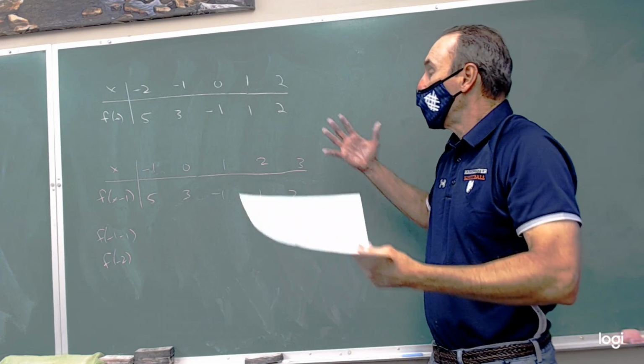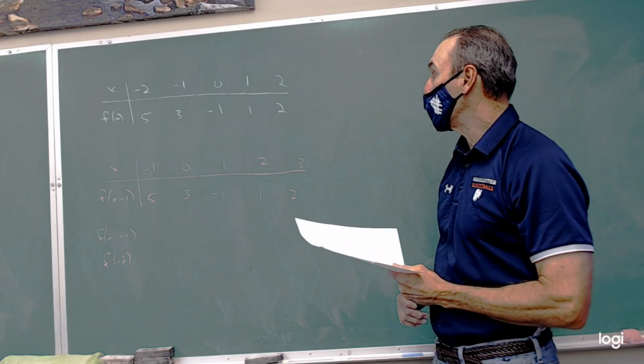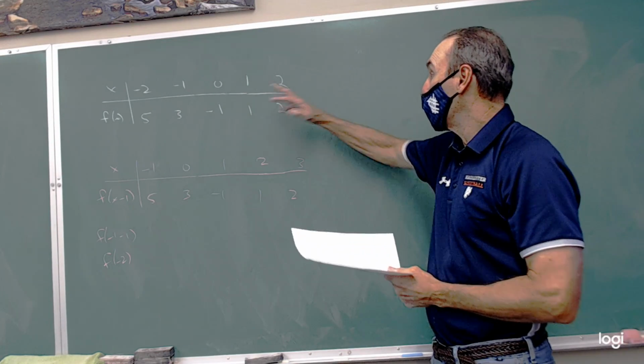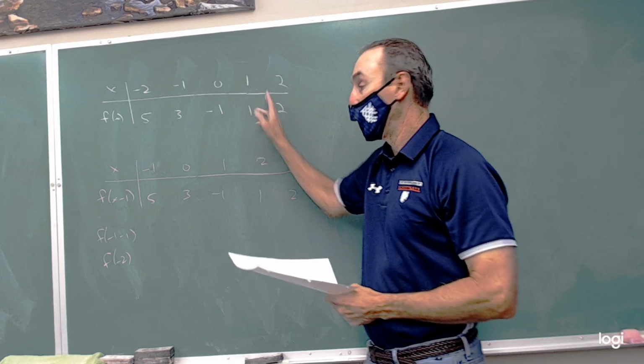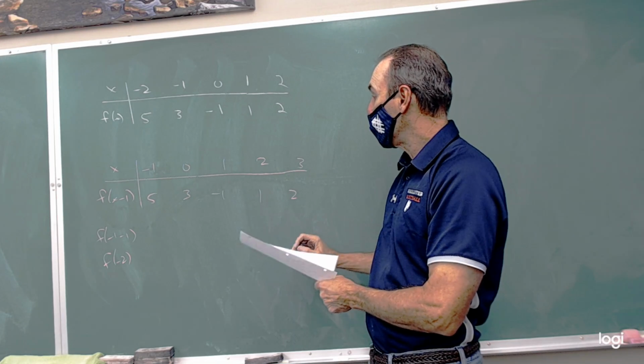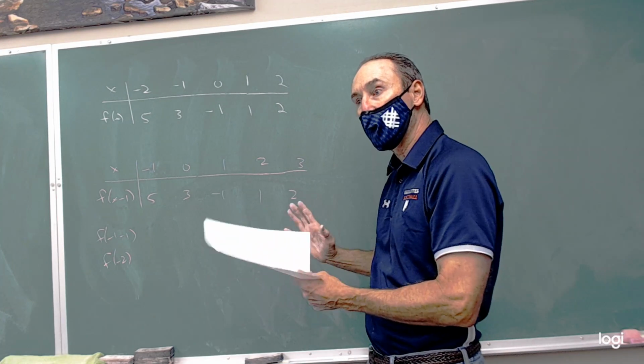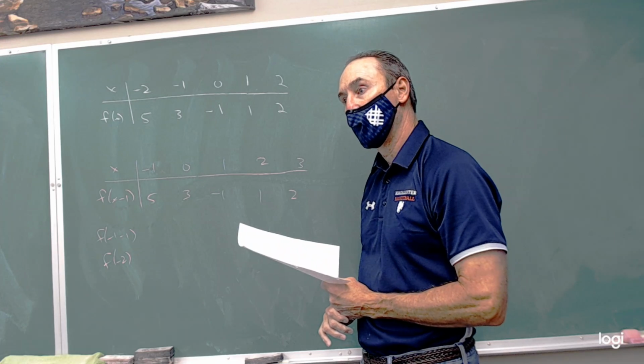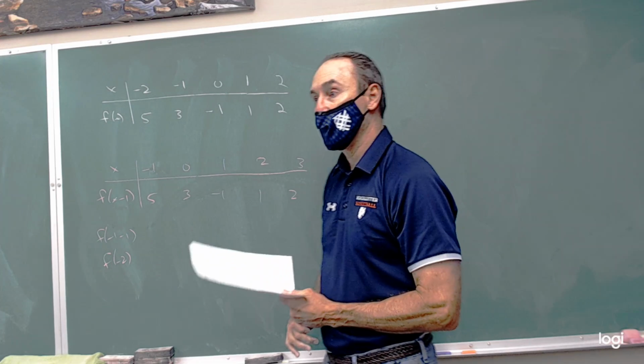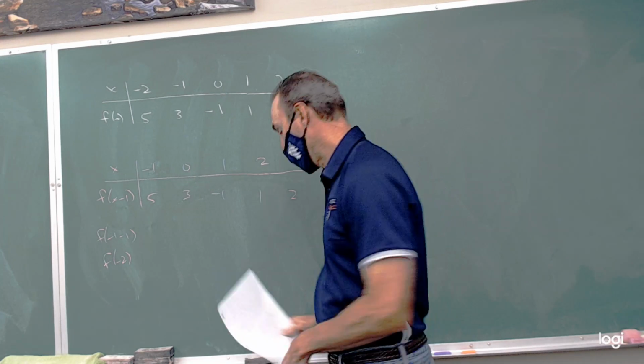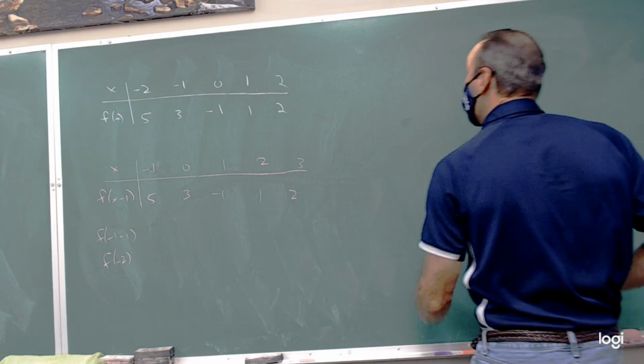Okay, now, big picture, we take a step back. What we see is these values that occurred at these x values have been shifted. They've been translated in the x direction, 1 to the right. Make sense?